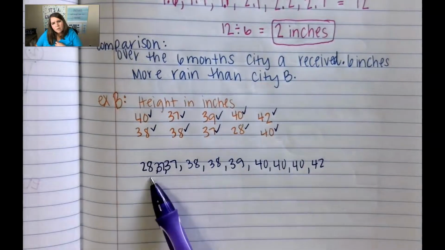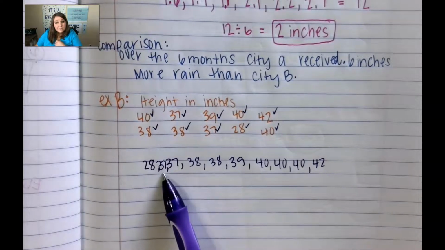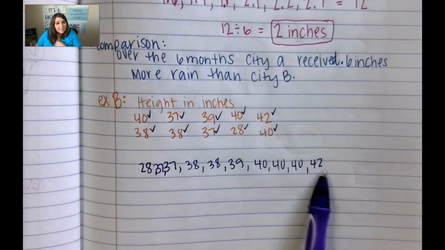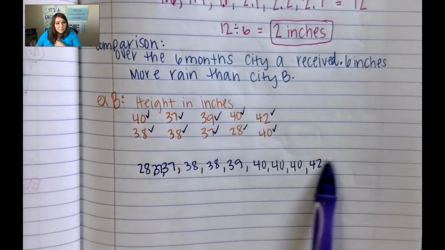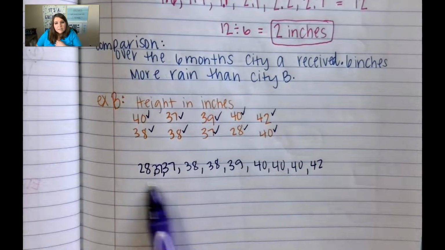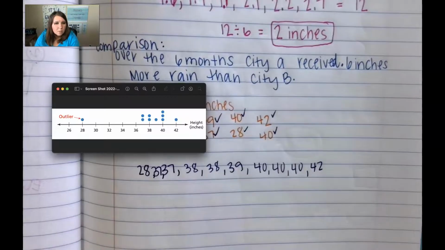So when we were writing our numbers, we jumped from 28 all the way to 37 and then just went to 42. You can kind of see that this information here is grouped, right? So if we were to have this in a dot plot, let me get that for you. Okay, so here's our dot plot.